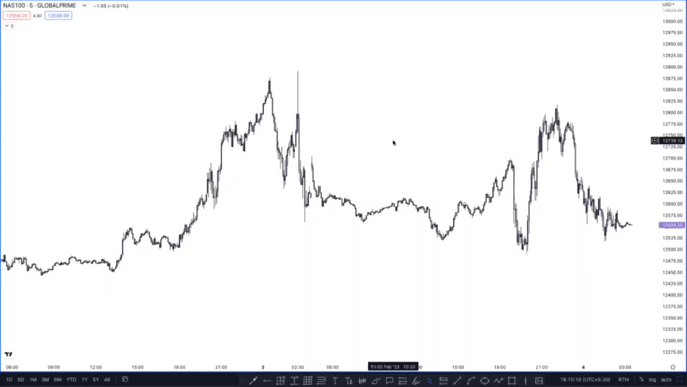Please share your setup. Recently, I shared my setup on Discord. At that time Asian and London were bullish, and I mentioned that New York would be bearish.